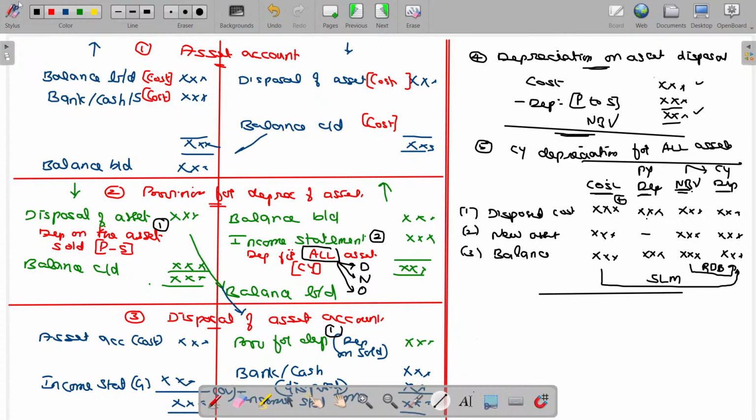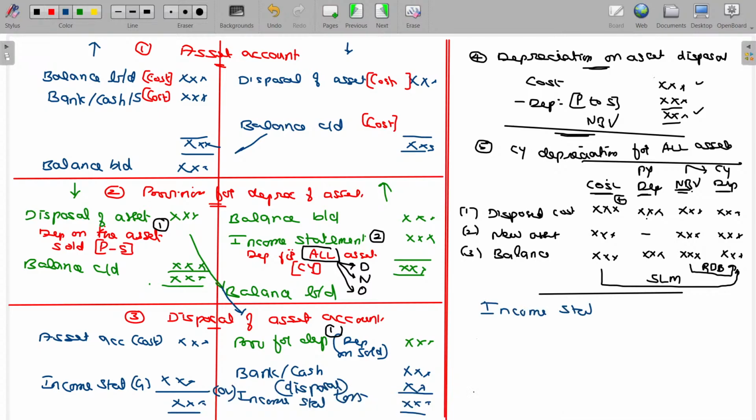Now, how will this appear in your financial statement? One is the income statement, and another one is the financial position statement. Under the income statement, the second one will go here as expenses, depreciation.